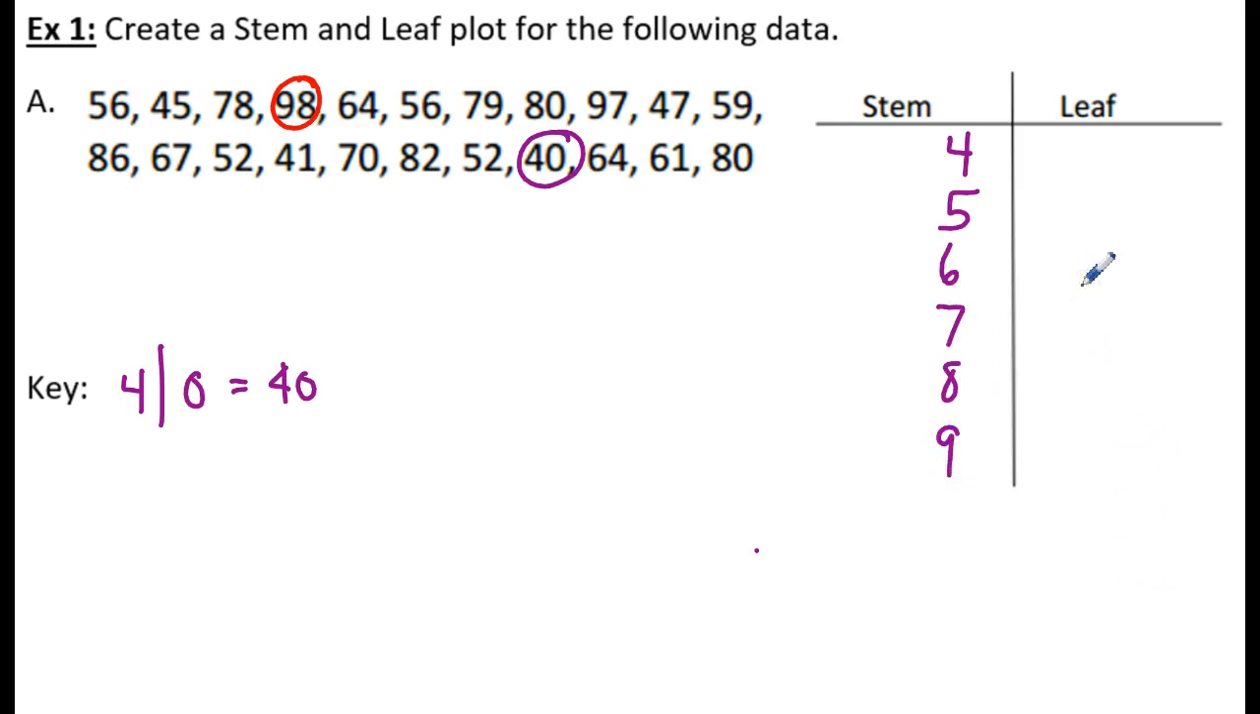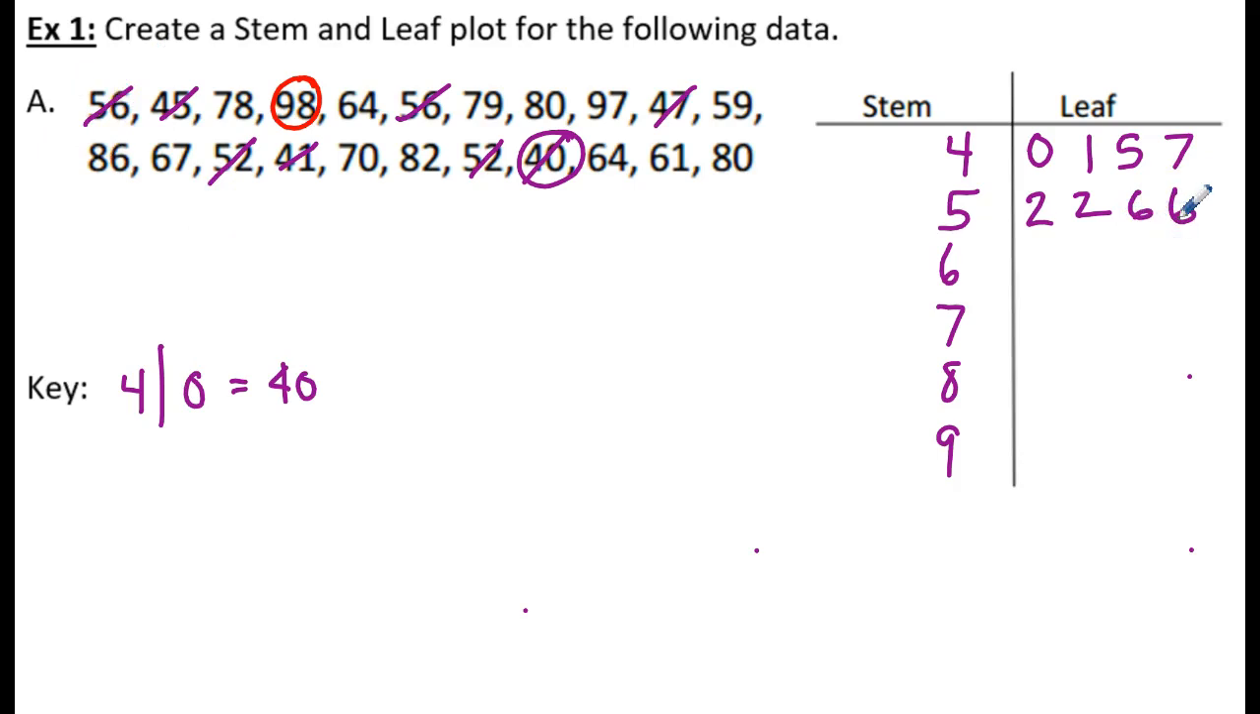Okay, so my first leaf will be 40. I'll cross that out to know that I used that. Then when I look for my next value, I have a 41. Next one after that would be a 45, putting the ones digit to the right. Then I have a 47, and that's it for the 40s. Then looking at the 50s, I have a 52, so I'll put a 2 there, another 52, I have a 56, and another 56.